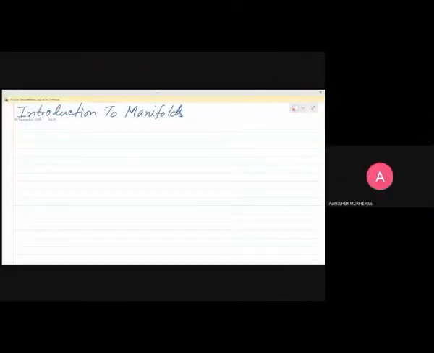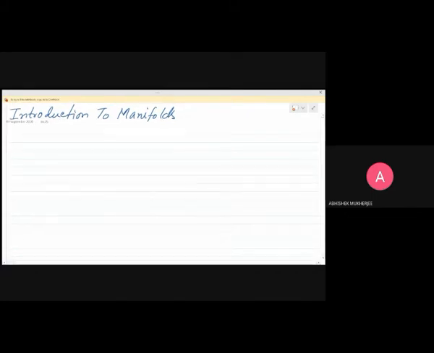So let us start with the introductory session of manifolds. Let me begin with the discussion that we have already studied a bit of concepts on differential geometry.